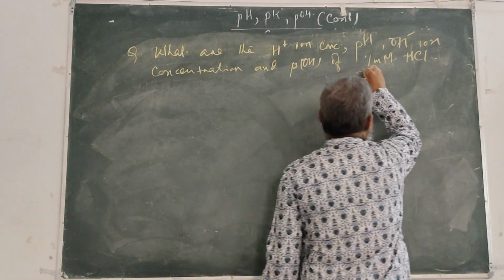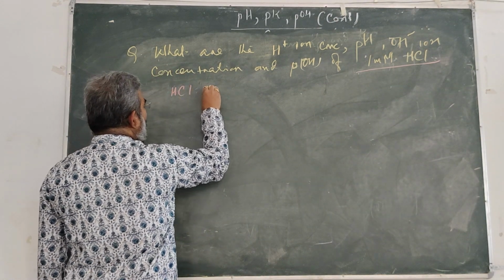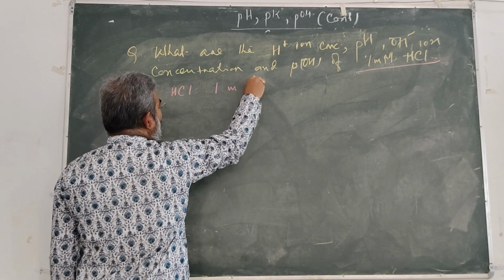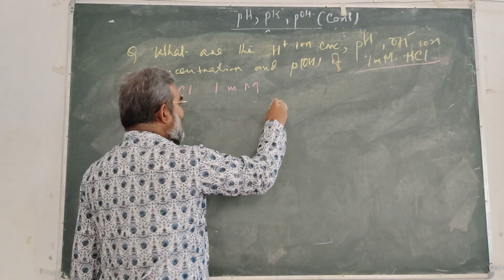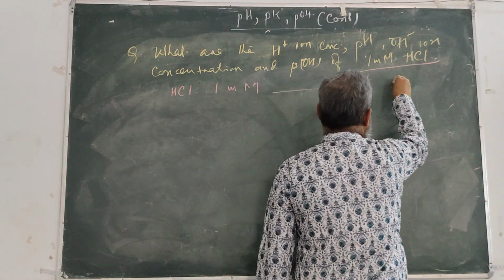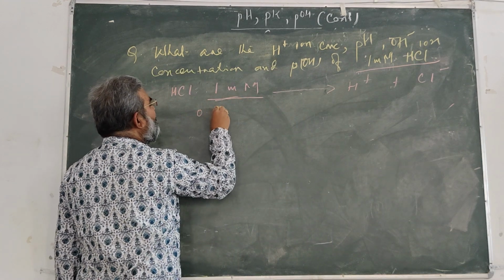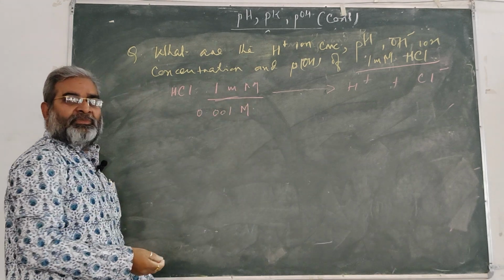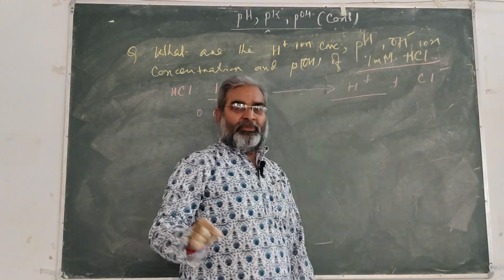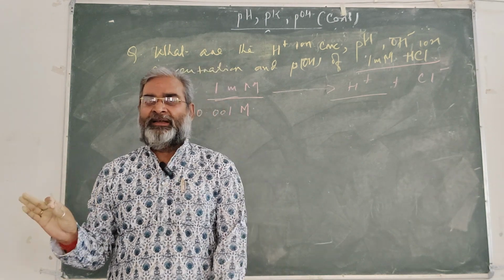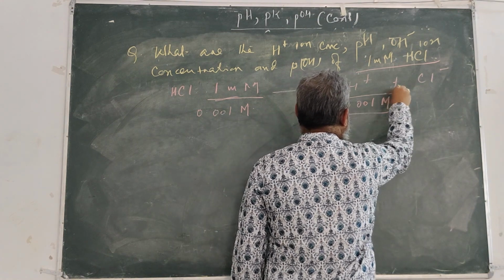First, what is the strength here? 1 millimole of HCl. HCl is a strong acid. That means the 100% ionization is observed. That is 100%. Millimole means 0.001 M. That means H plus ion is equimolar because there is no valence. यहाँ पे कोई valence नहीं है. That is equimolar. That means 0.001 M. That is the first answer.